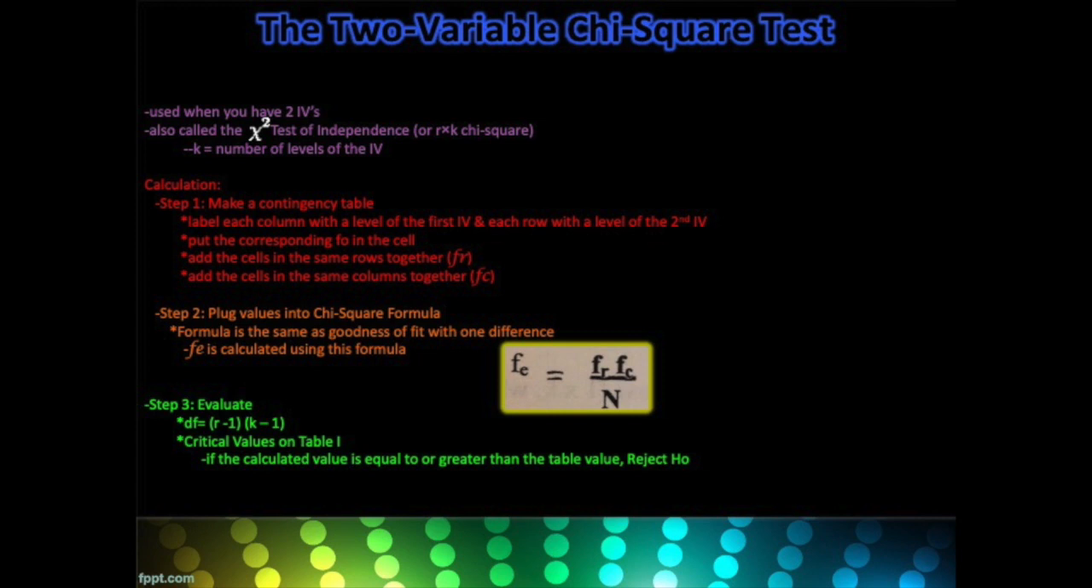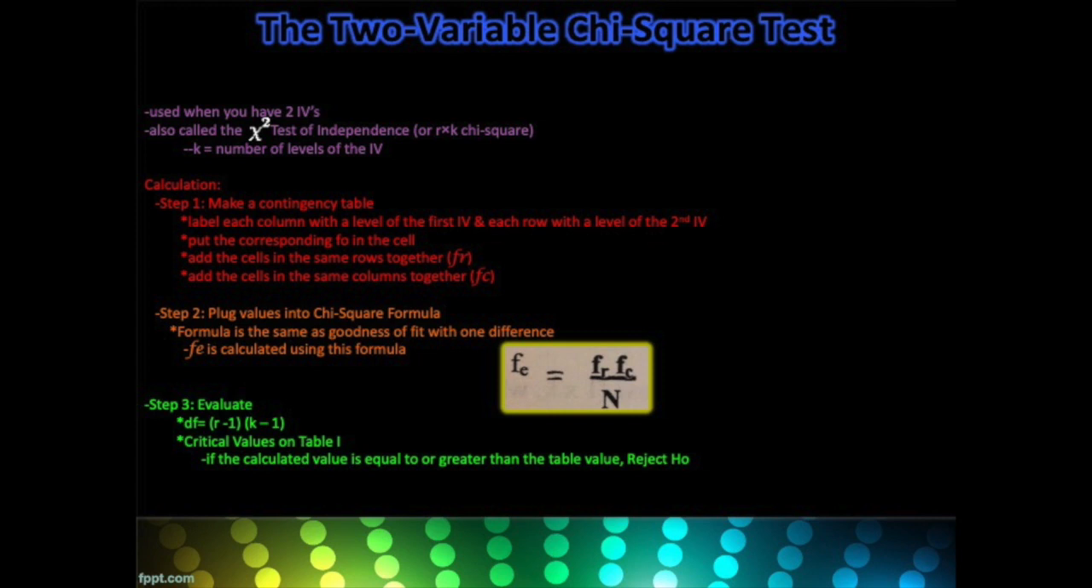So here on the slide, you see in the green font under step 3 that it says the degrees of freedom calculation is rows minus 1 times K minus 1. I always just mentally substitute that K with a C. It just makes more sense to me. So number of rows minus 1 times the number of columns minus 1 will get you your degrees of freedom. And then you look up those degrees of freedom on table I to get your crit values.